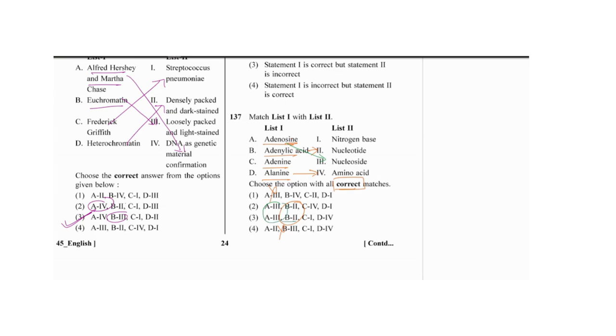Okay, B2, A3, and D should be, alanine is what? Alanine they have given as an amino acid, not a nitrogenous base. D should be the fourth one. I was seeing A should be the fourth one, but okay, sorry for that. D should be the fourth one. So here D fourth, so we can say it could be the third.